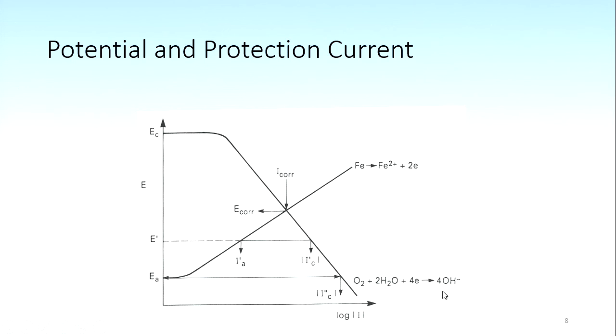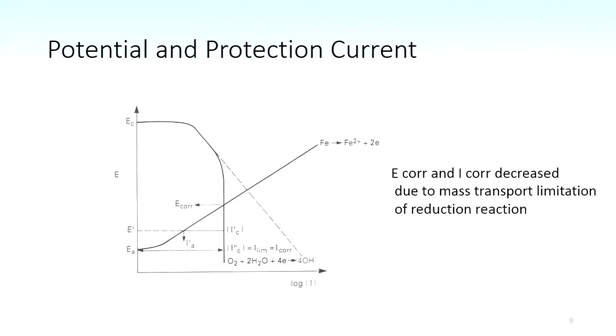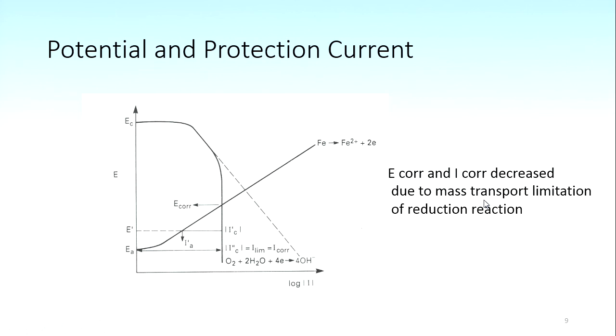What that means is instead of the reduction line going straight on, which is this dashed portion here, as you change the potential, eventually you can't get the oxygen to move any faster to the electrode, and therefore the current peaks out. So you can reach a maximum current related to the diffusion of the species.